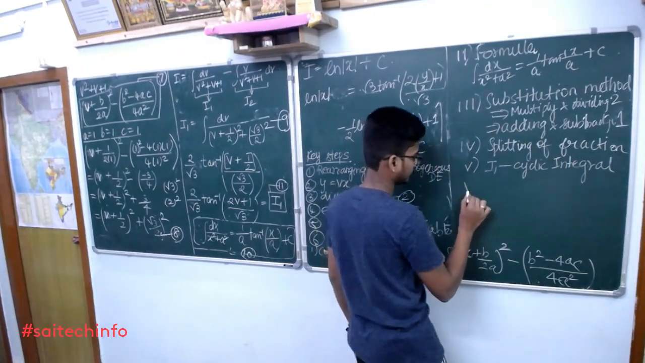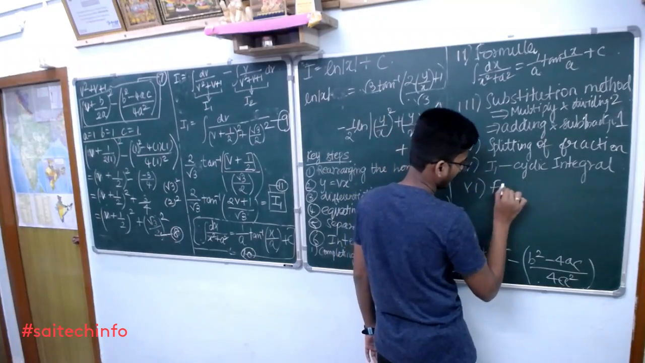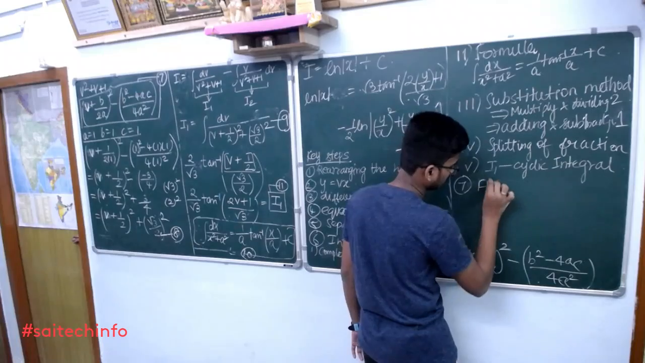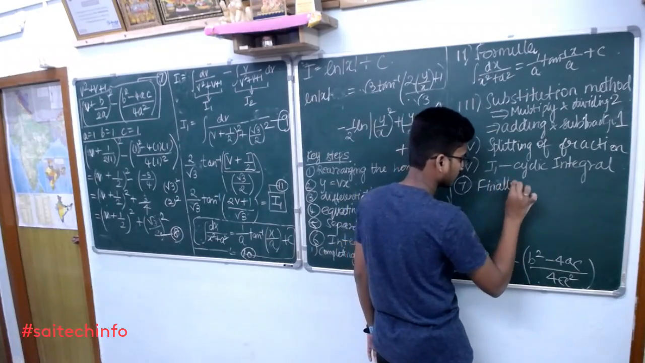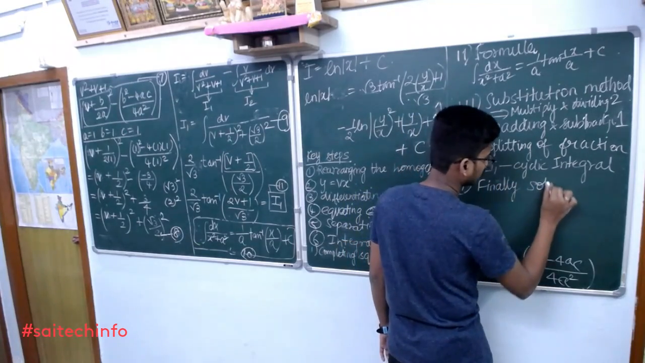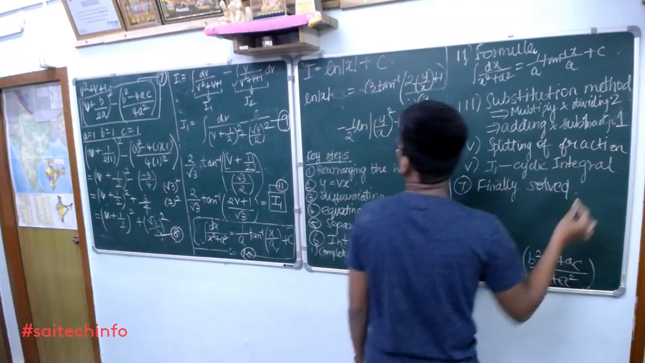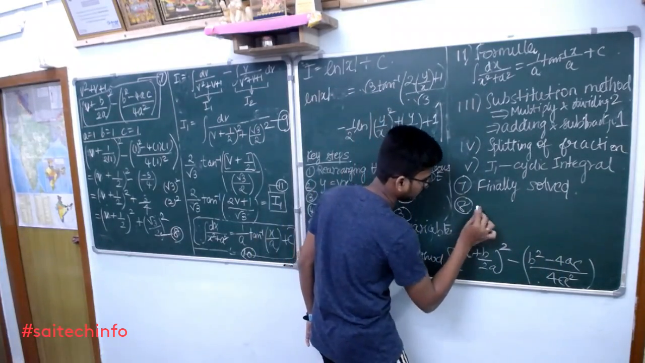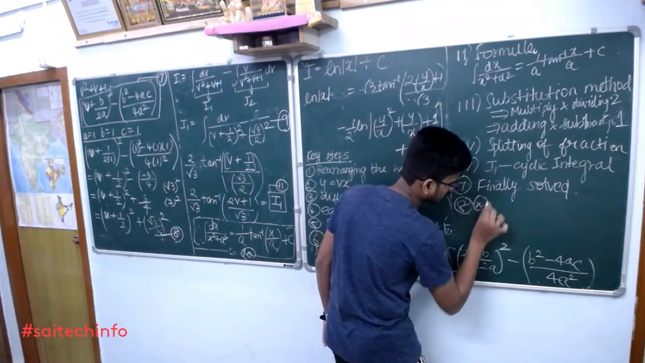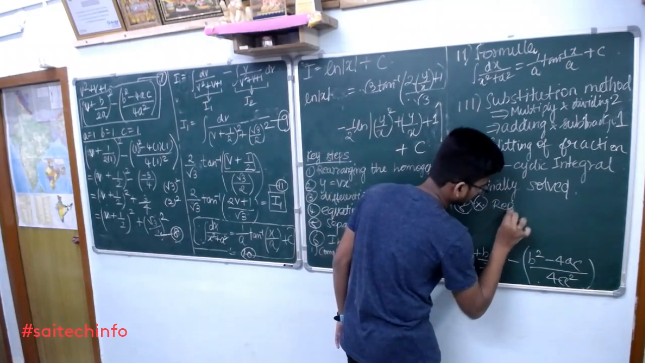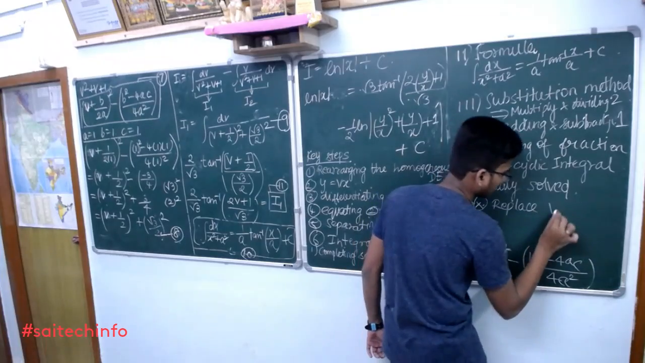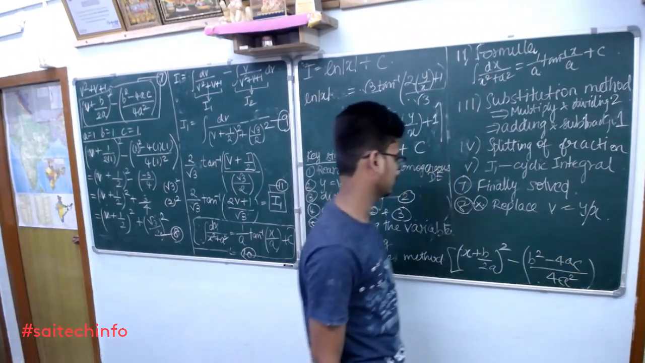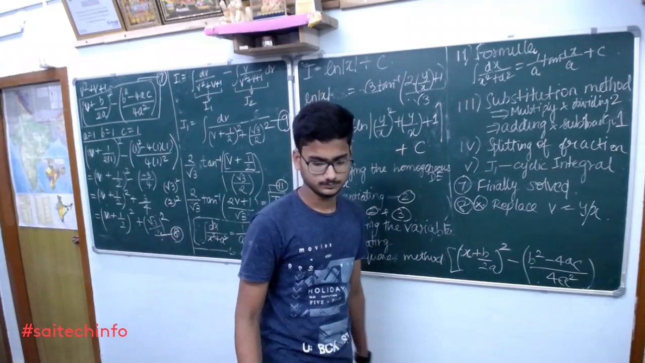Replace v. That is the 7th step, is it not? So these are the 7 important stages in this problem. The final important step is to replace v by v is equal to y by x. Good. Very good. Thank you, sir.